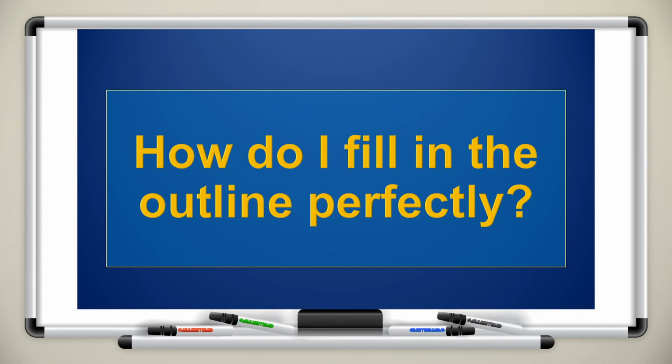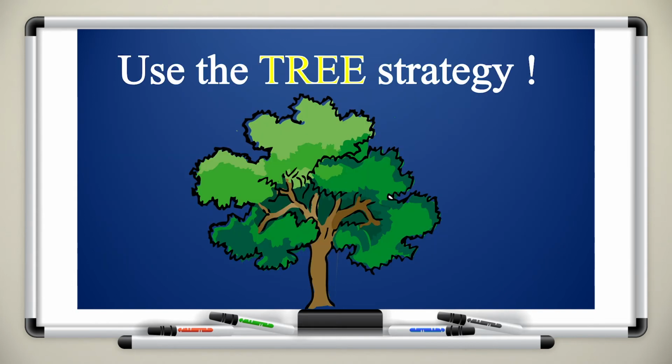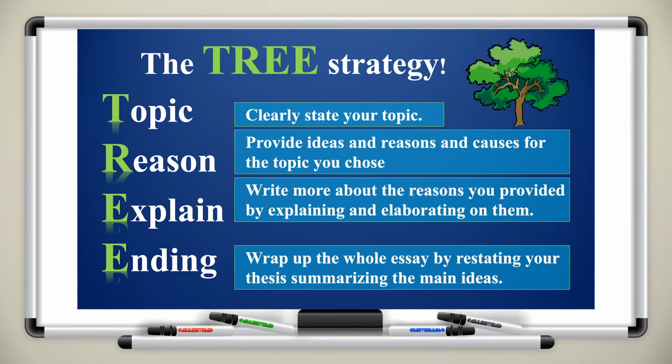The question is, how do I fill the outline perfectly? I will tell you how. You will use the TREE strategy. What do I mean by the TREE strategy? It's not really a tree, it's the letters of the word tree. For example, T stands for the topic. You have to clearly state your topic, mention your topic so the reader will know what you're talking about. And then R, reason. Provide ideas and reasons and causes for the topic you chose. You have to reason your topic.